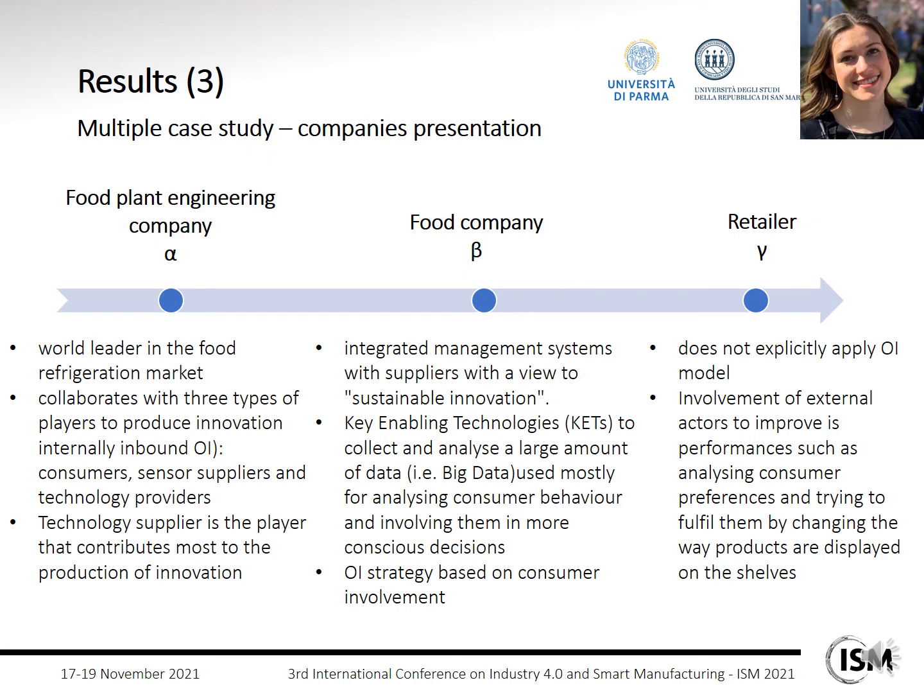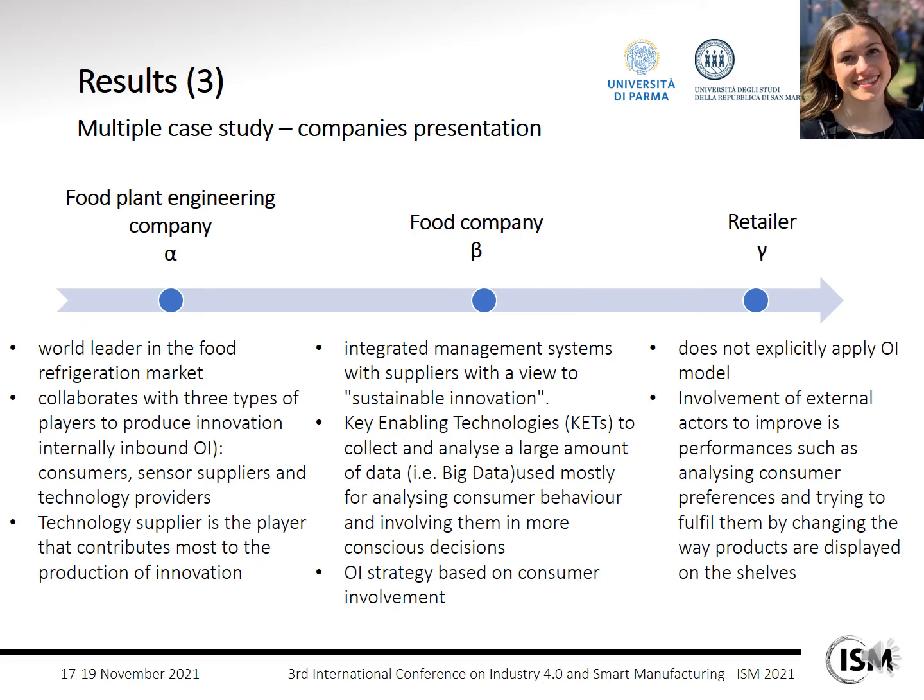Alpha is a world leader in the refrigeration market, and the company actively collaborates with three main types of players in order to produce innovation internally. The players are the consumers, the sensor suppliers, and the technology providers. Therefore, the adopted approach is the inbound one. They produce innovation internally, but with players that come from the external world. The player that contributes most to the production of innovation is the technology supplier. With the main suppliers, in fact, co-design activities have been developed, based on the sharing of knowledge, know-how, and technology.